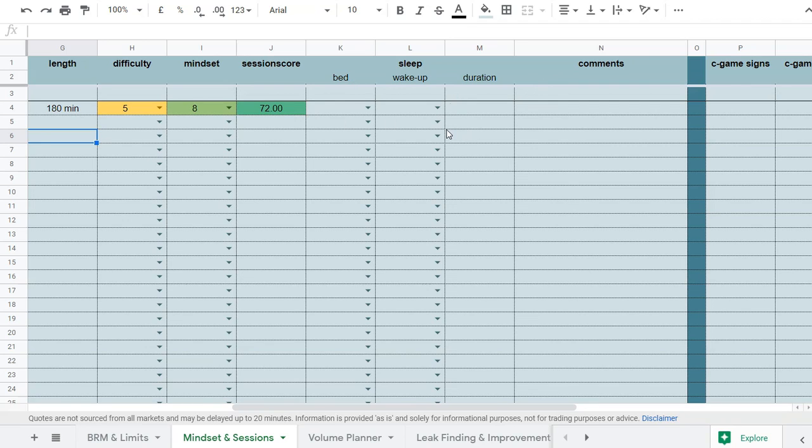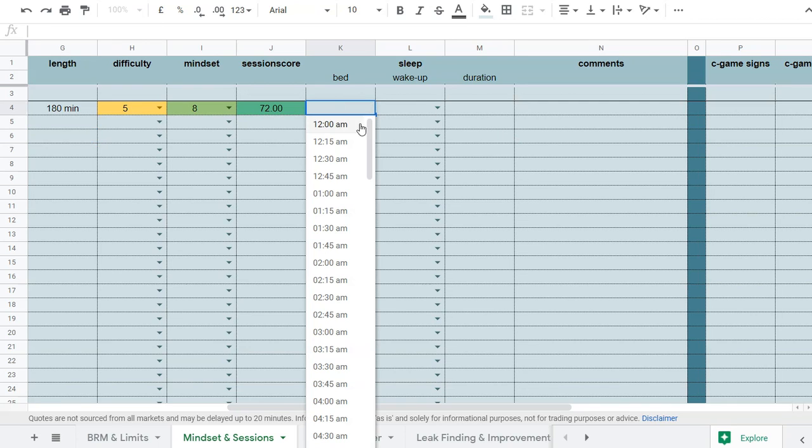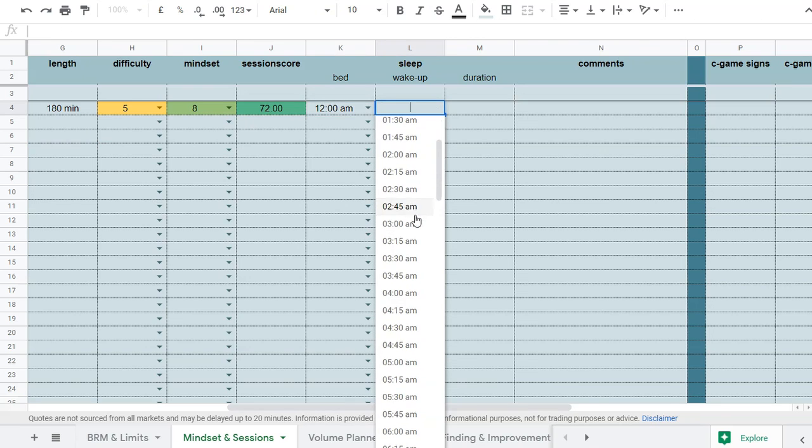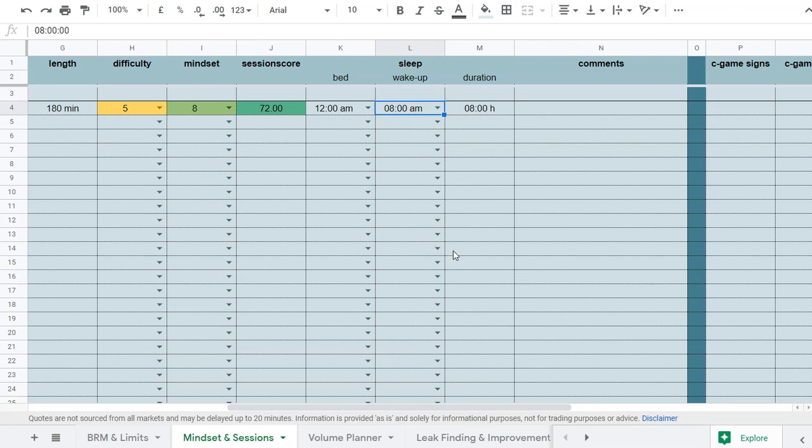And our goal is to reproduce our A game as much as possible. So if we find a certain amount of sleep time is optimal for us, we want to try and reproduce that as much as possible so that we can play our A game as much as possible. It's very simply a case of selecting a sleep time in the first column and then selecting a wake up time in the second column. The sheet will then automatically calculate the duration for us.